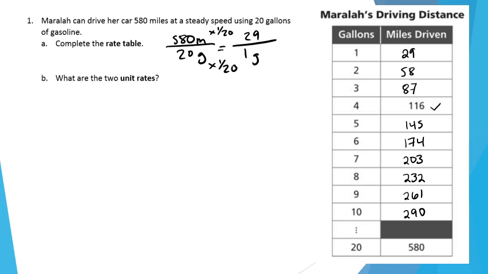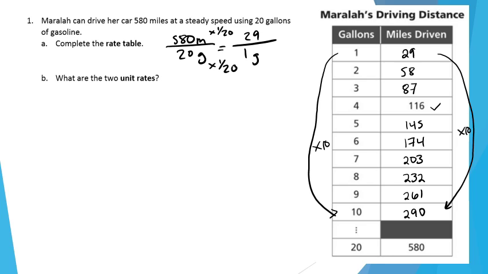These are proportional values, so they have a proportional relationship, so they have scale factors. So again, if I want to go from 1 to 10, that would be times 10. So then over here, 29 times 10, I notice also makes 290.